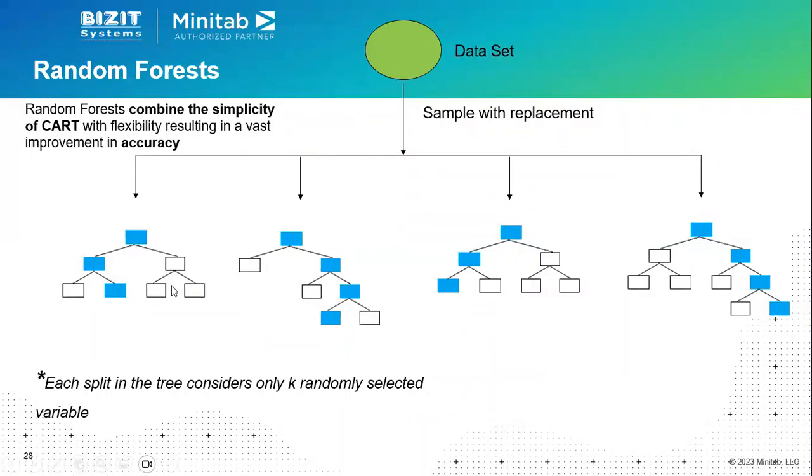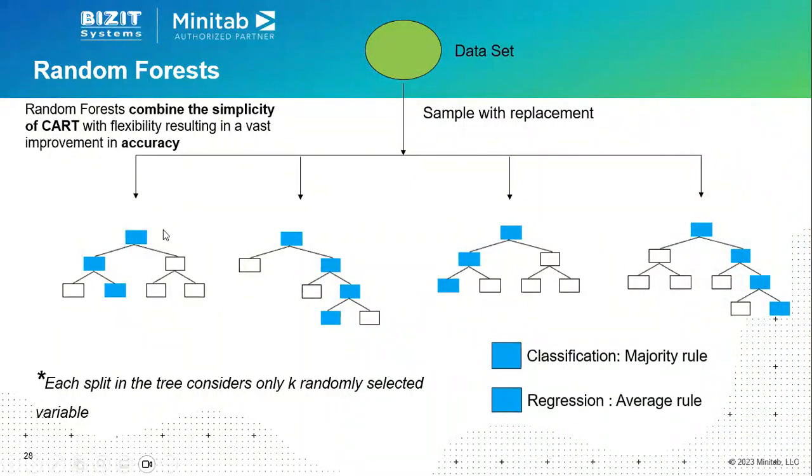So from here, how do we get the prediction? If we go for the classification tree in random forest, we go for the majority vote. If we go for regression in random forest, we go for the average of the combination of each tree here. So that is the first one, the random forest.